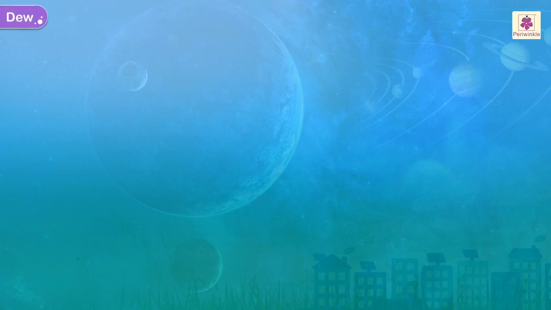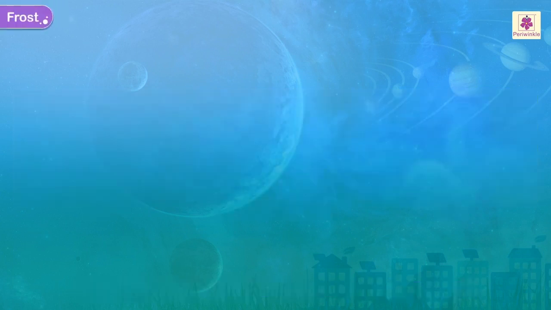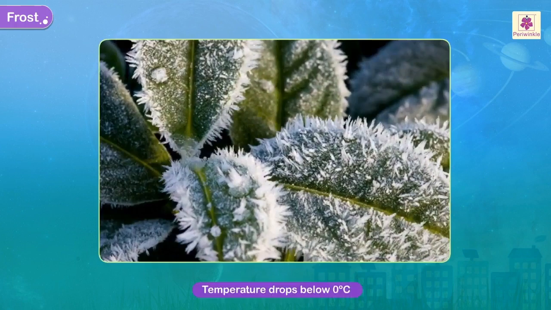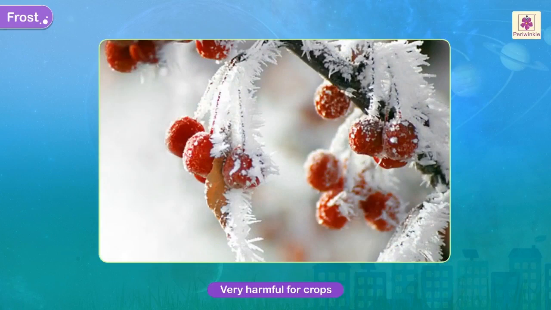Dew. Water vapor in the air at night gets deposited on relatively warmer surfaces like stones, leaf blades of grasses and plants. This is called dew. Frost. In cold places where the temperature drops below 0 degrees Celsius, the dew on the plants freezes. This is called frost. Frost is very harmful for crops.